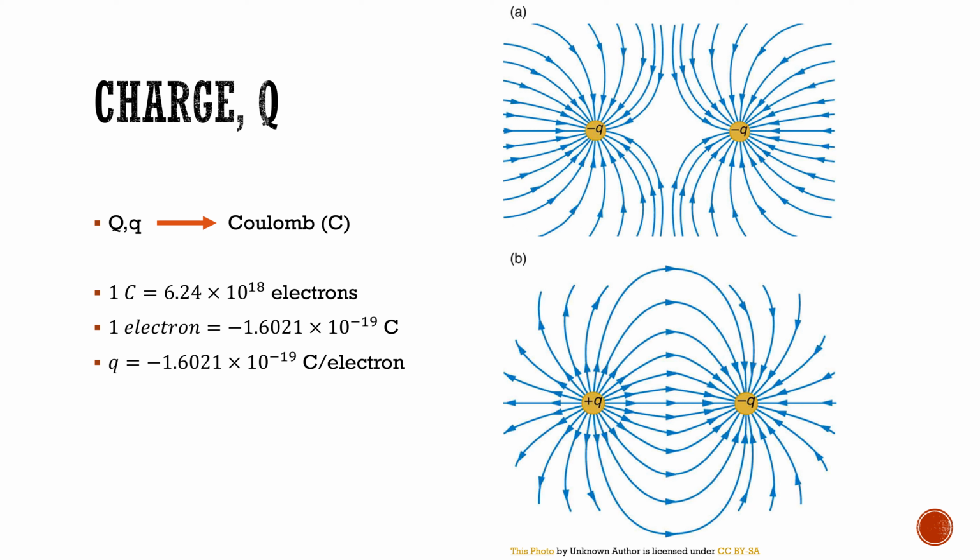Protons have a positive charge. So a proton would be plus 1.6021 times 10 to the minus 19 coulombs per proton. These are mind-boggling numbers, but their sizes enable us to use more manageable numbers in circuit theory to follow.